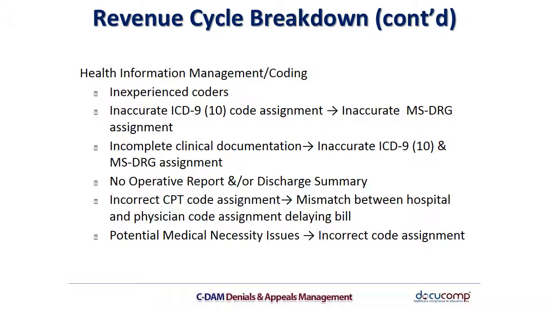At the health information management and coding level, if we have inexperienced coders that are not processing the medical record documentation appropriately and assigning inaccurate ICD-9 or 10 code assignments, it leads to inaccurate MS-DRG assignment, leading to inaccurate or inappropriate reimbursement. If there's no operative report or discharge summary, it's difficult to make sure to capture the entire encounter appropriately, leading again to incorrect CPT code assignment or ICD code assignment, supporting a mismatch between hospital and physician code assignment, which delays the bills. There could also be potential medical necessity issues, all leading to incorrect code assignment.